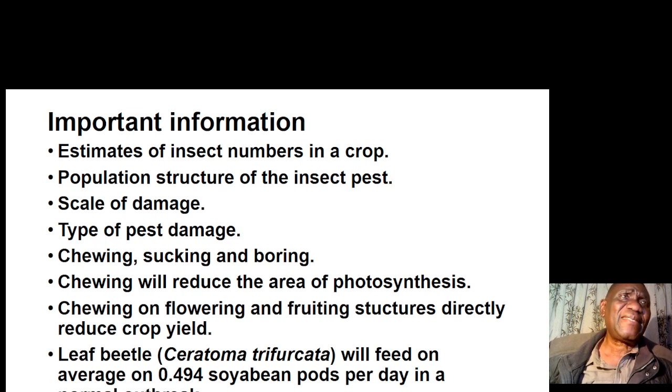Type of pest damage: chewing, sucking, and boring. Now, chewing is particularly harmful to the crop, or it has a relationship to yield loss because it can reduce the photosynthetic area, which contributes to either grain yield or bore size. Chewing on flowering and fruit structures can directly reduce crop yield.